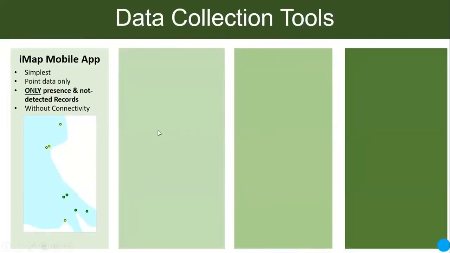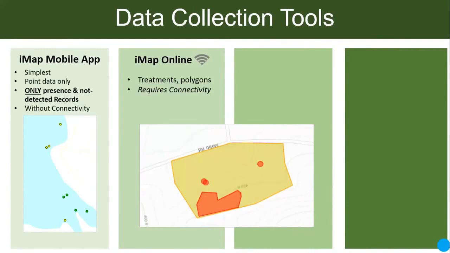There are several different platforms that you can use to submit iMap data. The iMap mobile app is a simple application that lets you record presence and not detected records as points only, and it does not require connection to create records. It's important to note that you cannot record treatments on this platform. iMap Online is accessed via a browser, and you can submit all types of data as long as you have connection or service.